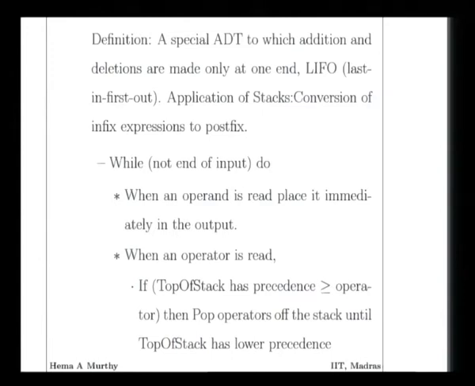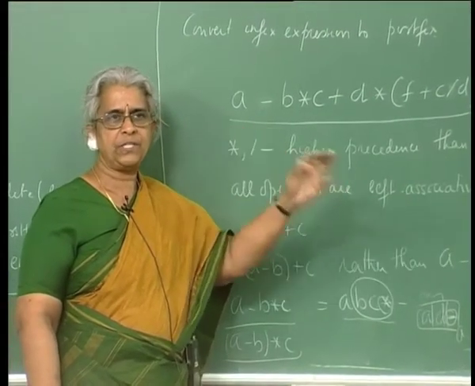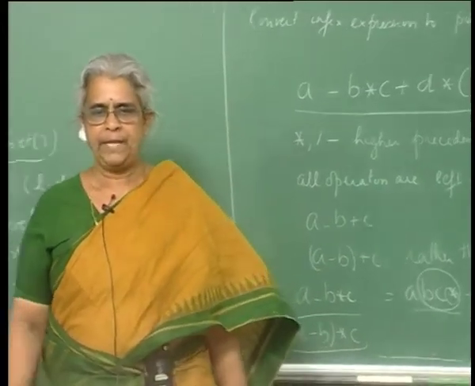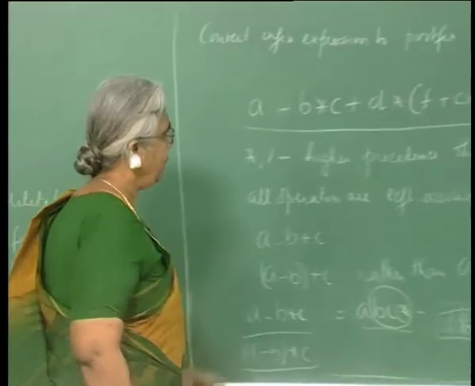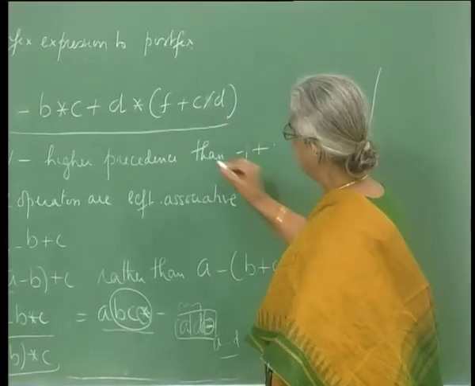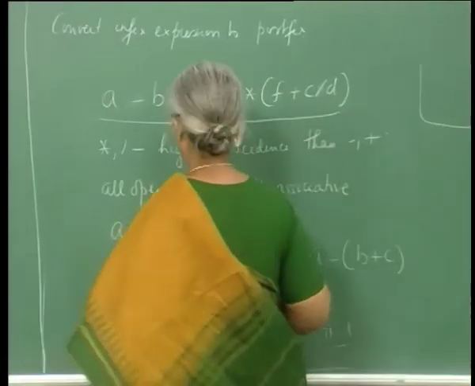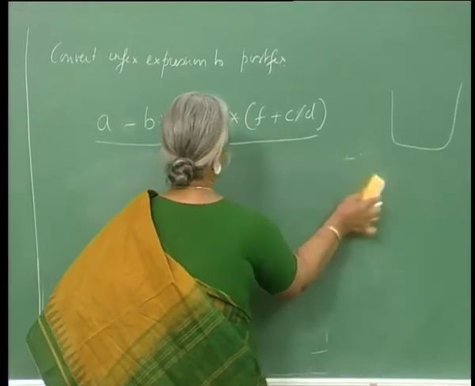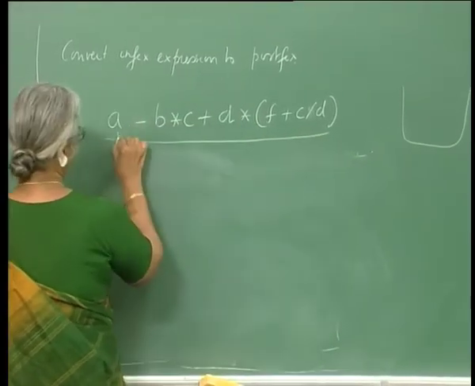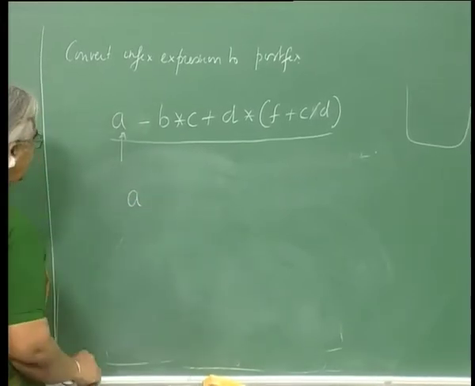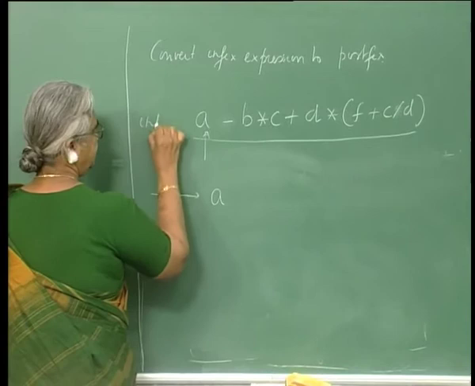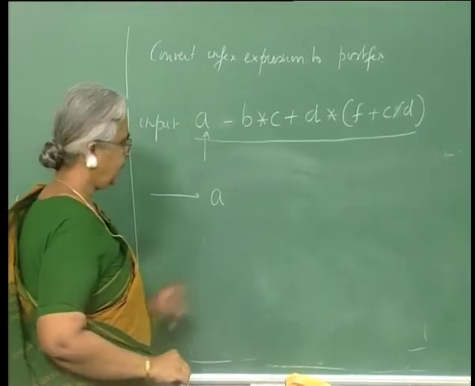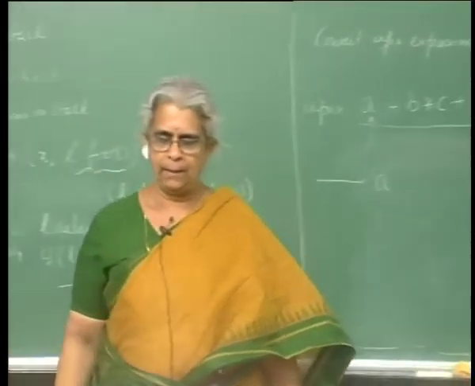What is done here? When an operand is read, as I am getting this expression here, as soon as I find an operand, I simply place it on the output. When an operator is read, what do I do? Let us go back to this expression. I see an operand, I put it to the output. This is my output, this is my input.